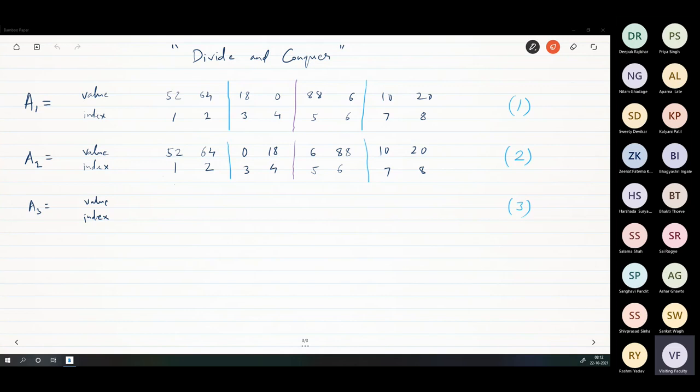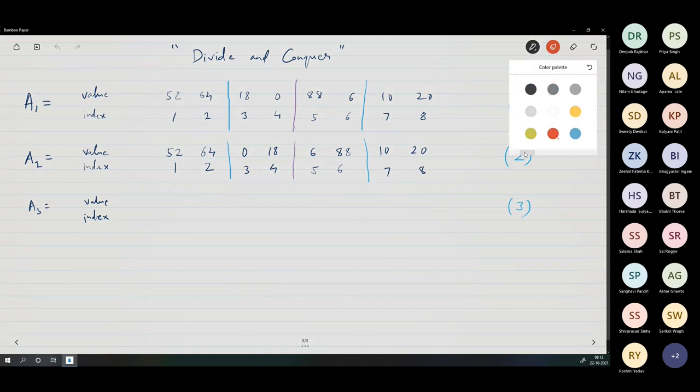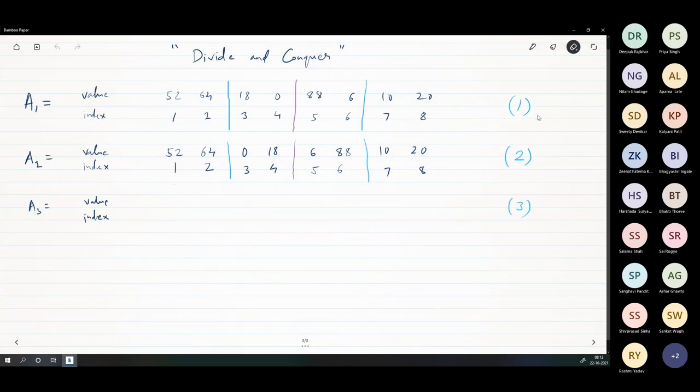Alright. So let me show you a simple way to combine. Okay. So this goes on, and here this got sorted.